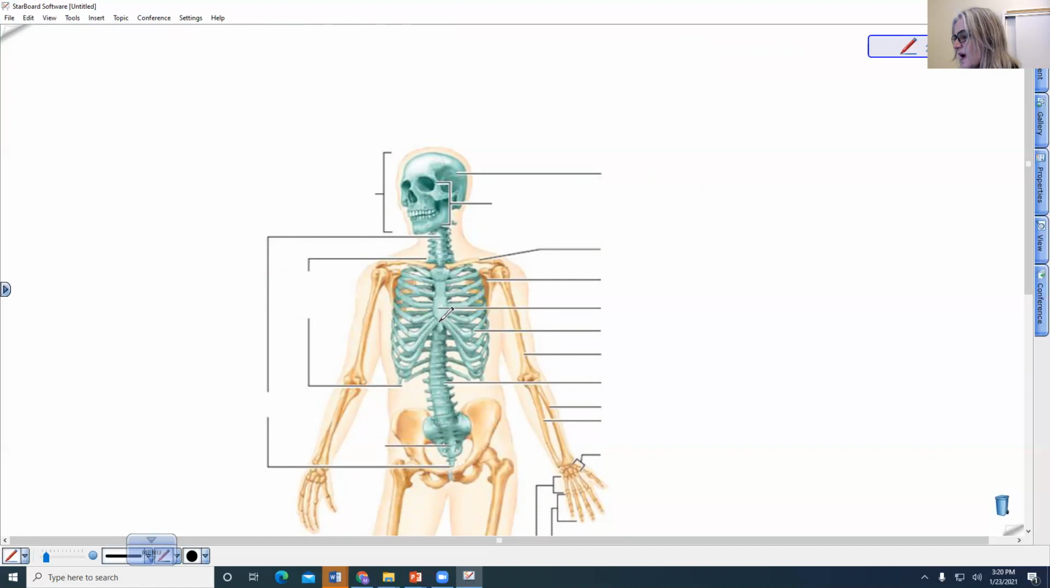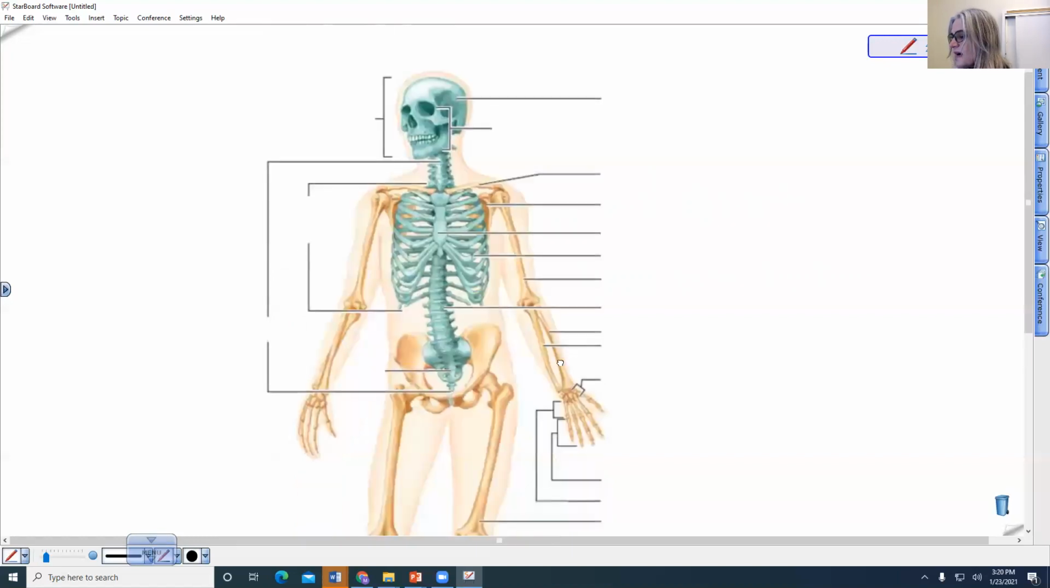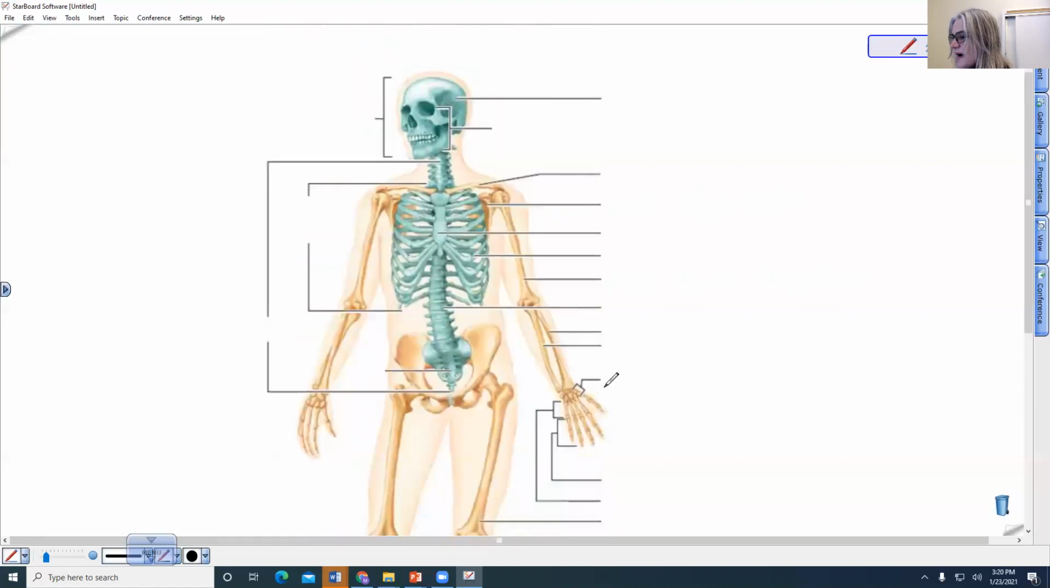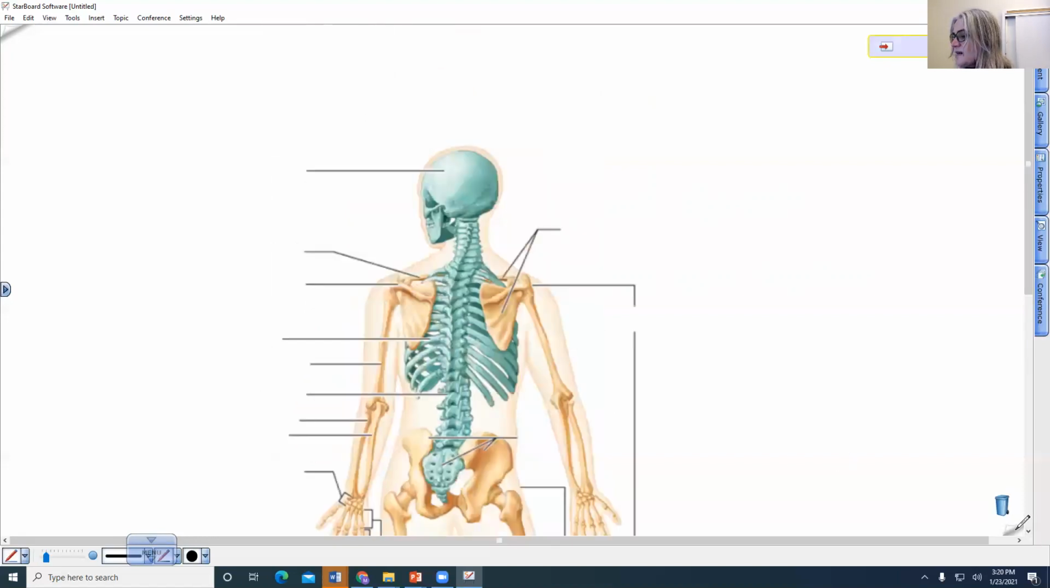Then we have the rest of the vertebrae: the thoracic vertebrae, the lumbar vertebrae, the sacrum. This is actually fused vertebrae, and this is what is going to articulate with the pelvic girdle. So the axial skeleton is what is observed here in blue, and the rest of it is what is referred to as the appendicular skeleton. So you need to know what bones are part of the axial skeleton and what bones are part of the appendicular skeleton. So let's look at the back here, same thing.